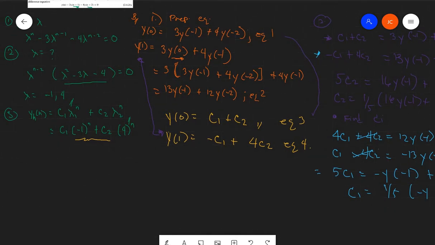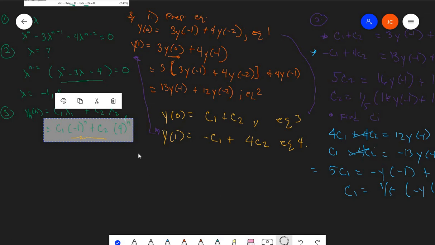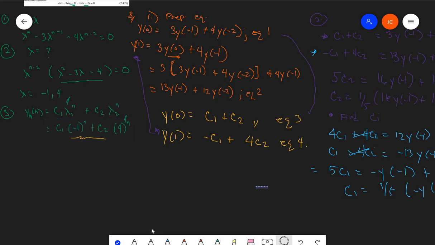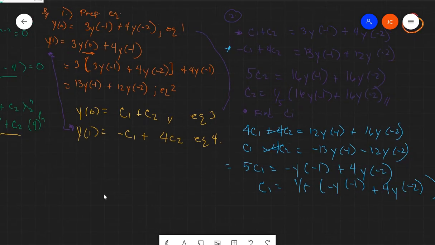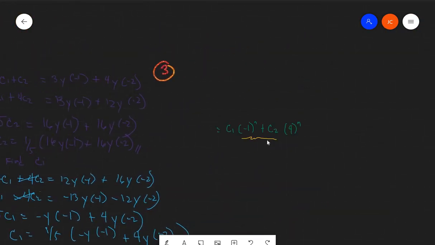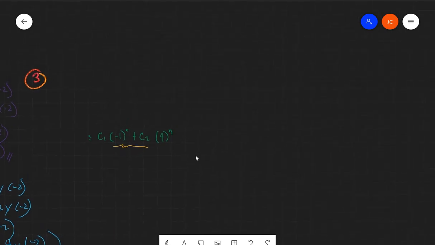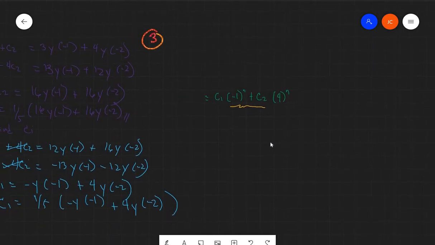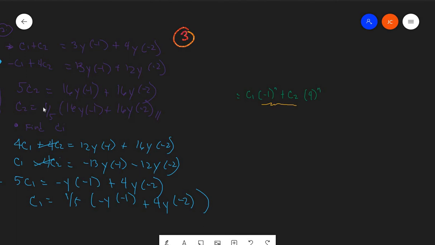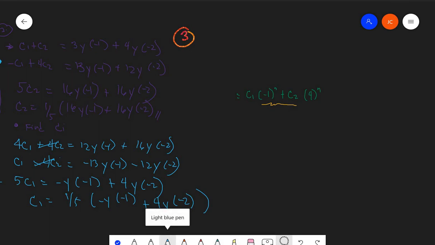So I'm just going to copy paste this one. Did I copy paste it? Oh yes. Okay, anyway, so we're just going to plug it here. So c1 would be this one, and then c2 would be this one. So let's try to plug it here.